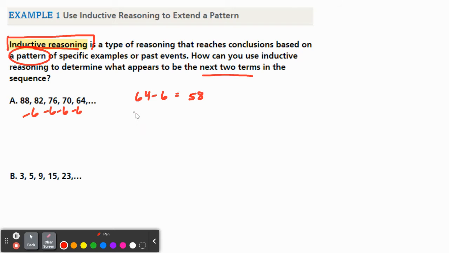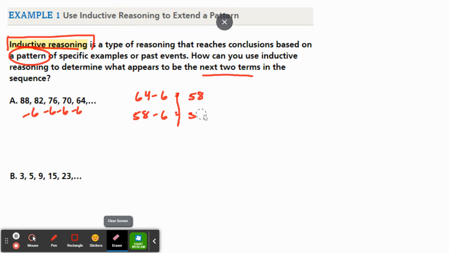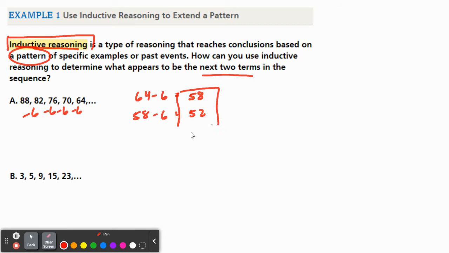And then the next term is going to be 58 minus 6 again. And this would be 52. Sorry, it looks like an 8 again. 52. And that would be your next two terms in this pattern. Okay, part B, we'll do it in blue here.